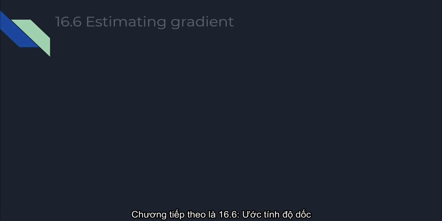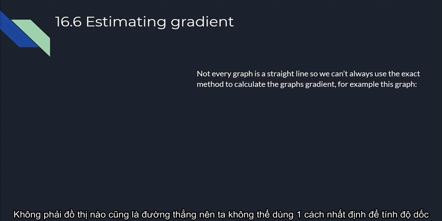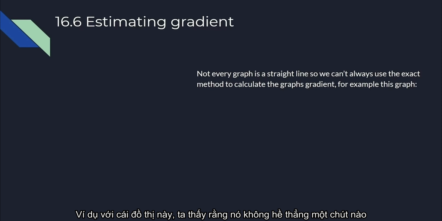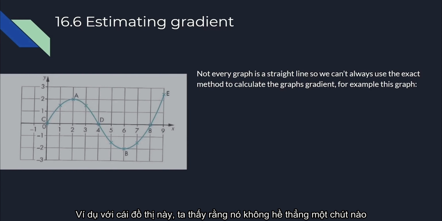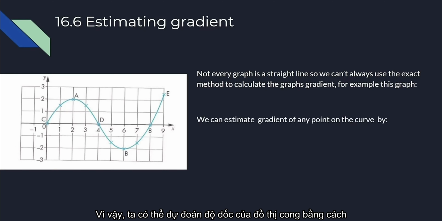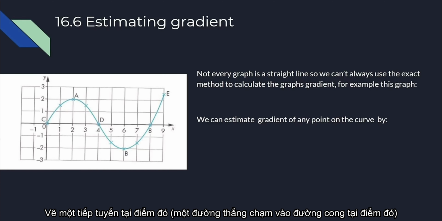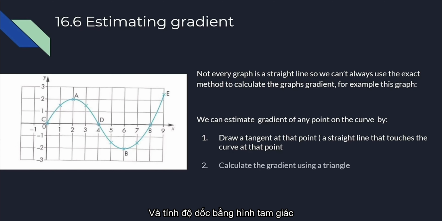Moving on to chapter 16.6, estimating gradient. Not every graph is a straight line, so we can't always use the exact method to calculate the graph gradients. For example, this graph. You can see that it's not a straight line at all. So instead, we can estimate the gradient at any point on the curve by drawing a tangent at that point, which is a straight line that touches the curve at that point, and calculating the gradient using a triangle.